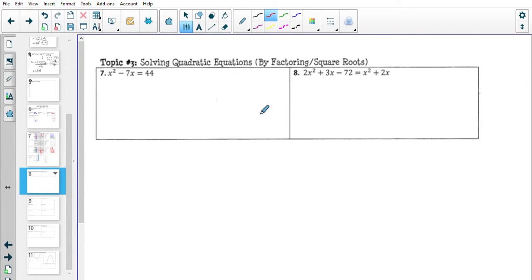All right, so let's take a look at part 2 of the study guide. So we're going to start with topic 3, which was solving quadratic equations, and we started by factoring.